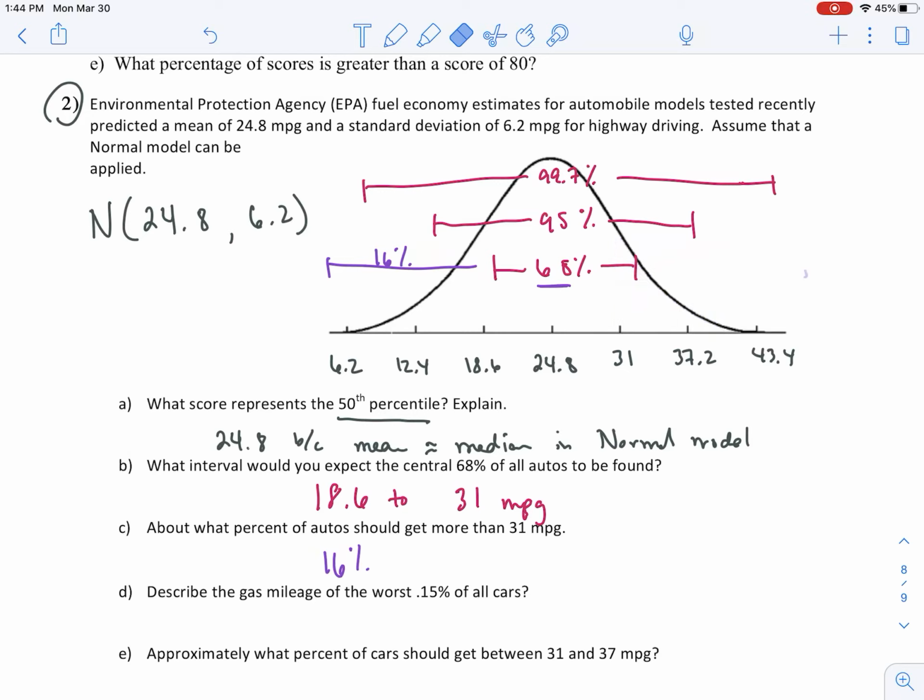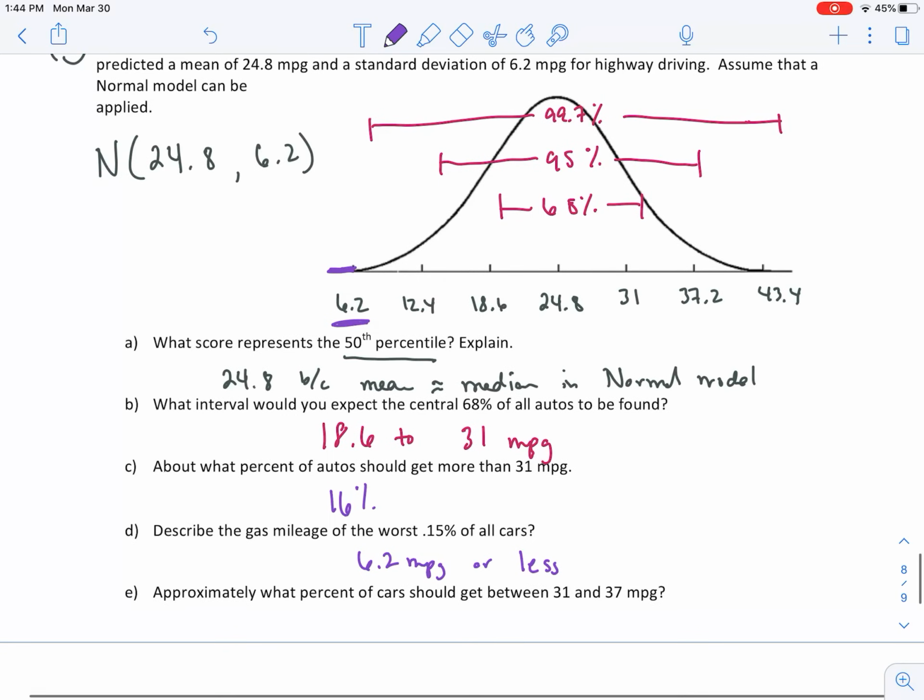Describe the gas mileage of the worst 0.15% of cars. Okay, the worst. That means these are the gas guzzlers. These are the ones, nope, the other way around. Not these guys. This end. 0.15%, that tells me it's in the teeny tiny tail right there, which means they get gas mileage of 6.2 miles per gallon or less.